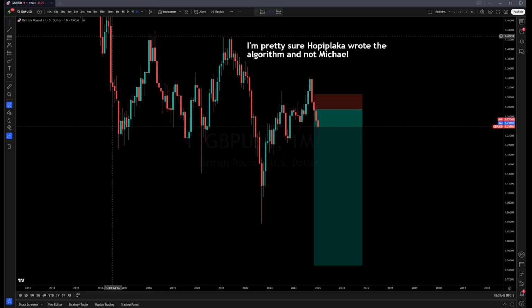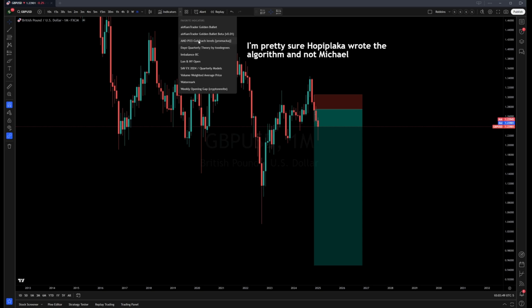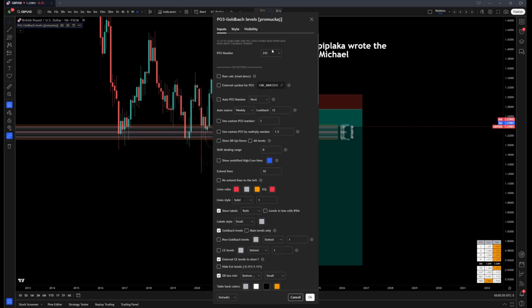Okay, so this is the monthly chart, but let's load up the indicator first. So the indicator I like is this one. And based on the volatility of the candles, I know that the power of 3 that's running for GBP USD is the 2187.